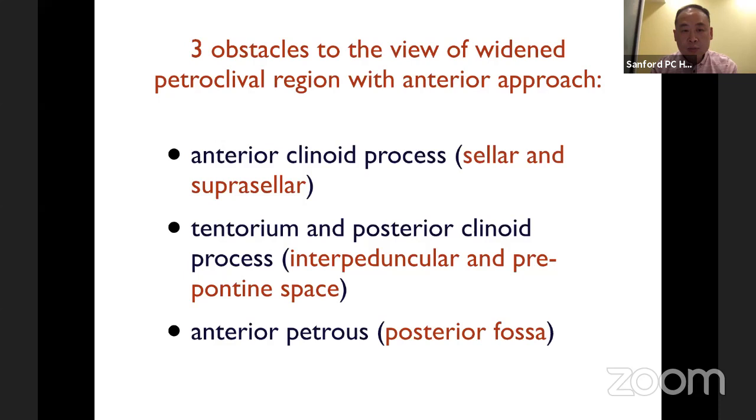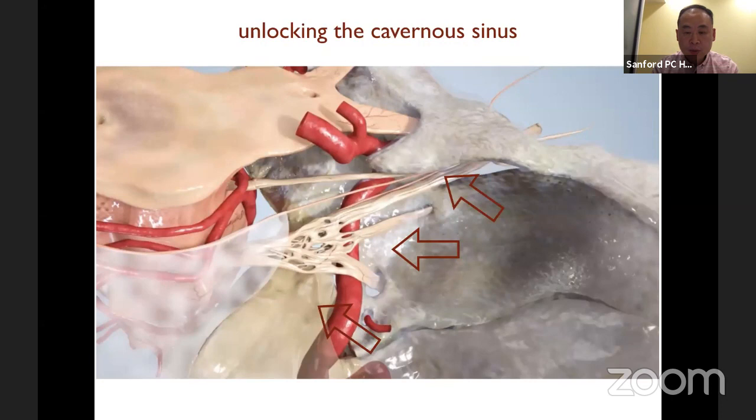So when you try to totally open the space surrounding the cavernous sinus, you have to consider three obstacles to your view. The first one is the anterior clinoid process, because this obstacle is in the way to the sellar and suprasellar region. And the tentorium and the posterior clinoid process are in the way to the interpeduncular fossa and prepontine space. So this is why we usually open Meckel's cave and divide the tentorium, so we can get access to the interpeduncular fossa and the prepontine space. Then we remove the anterior petrous bone to get space into the posterior fossa. This cartoon shows the three trajectories and three obstacles to the whole space surrounding the cavernous sinus.